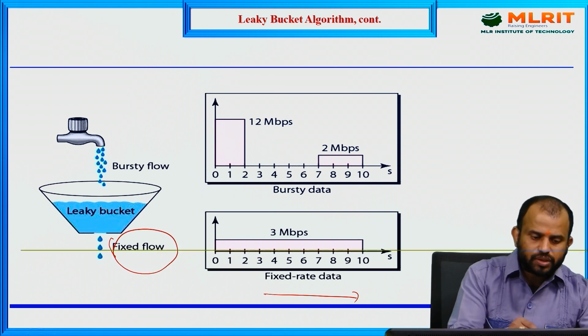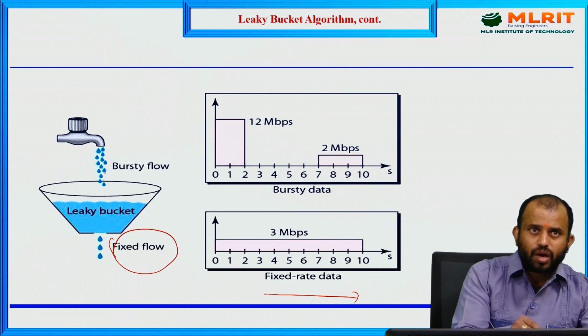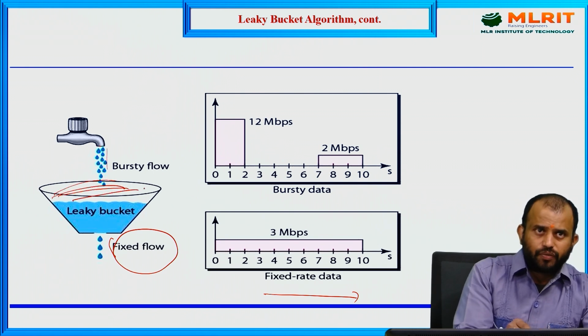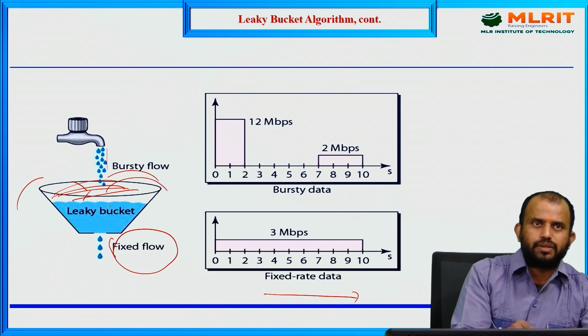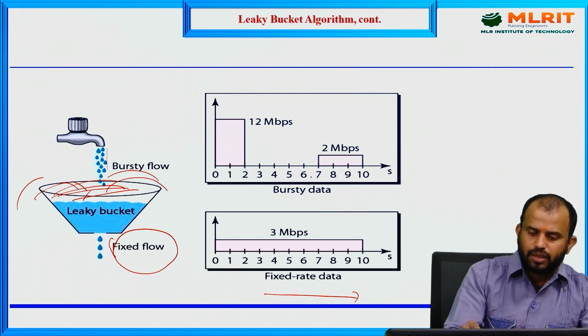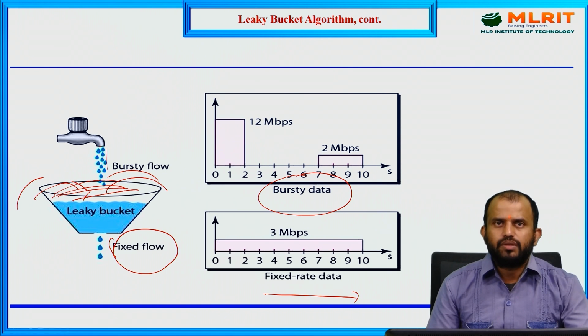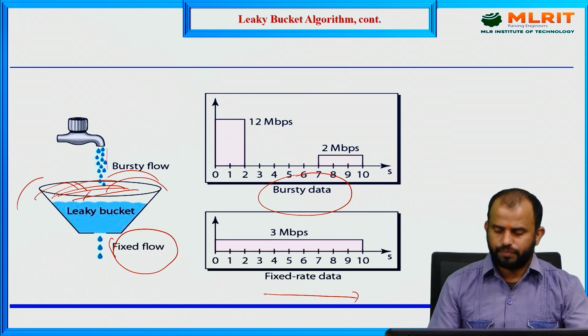But instead of this fixed rate, a burst of data flow may come. So what happens if the bucket is full? If the bucket is full, an overflow happens. So the burst of data rate causes some transmissions to fail. Some frames or packets fail.